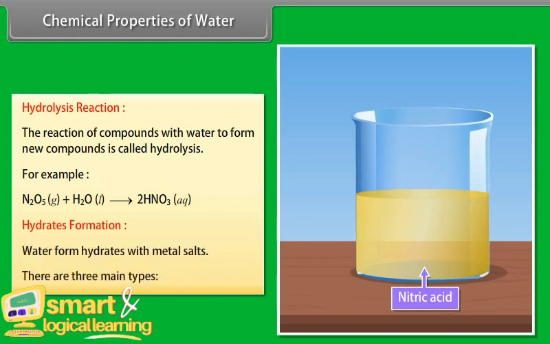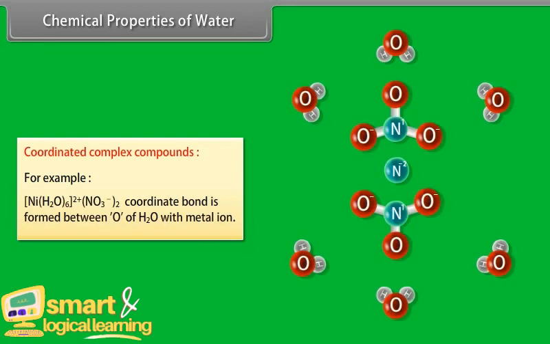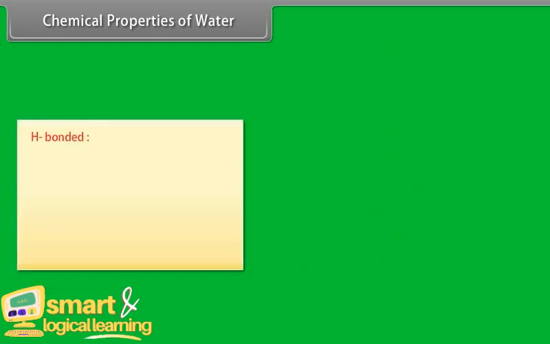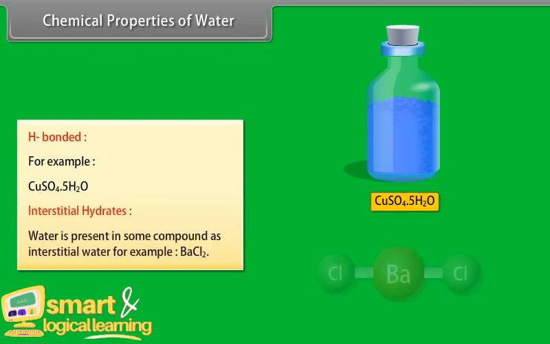There are three main types. Coordinated complex compounds. For example, nickel 2 nitrate hexahydrate. Coordinate bond is formed between O of H2O with metal ion. H bonded. For example, copper sulfate pentahydrate. Interstitial hydrates. Water is present in some compound as interstitial water. For example, BaCl.